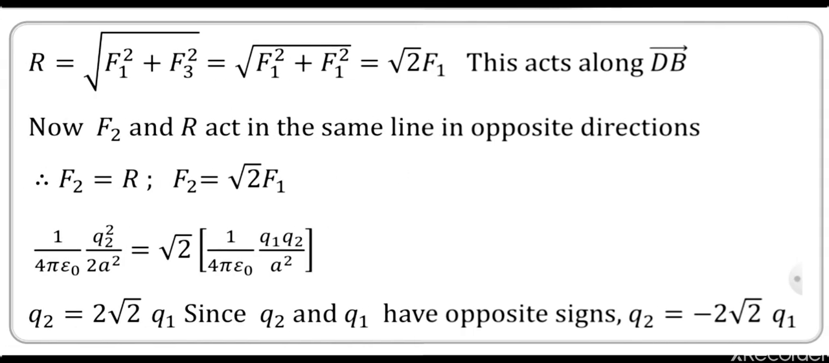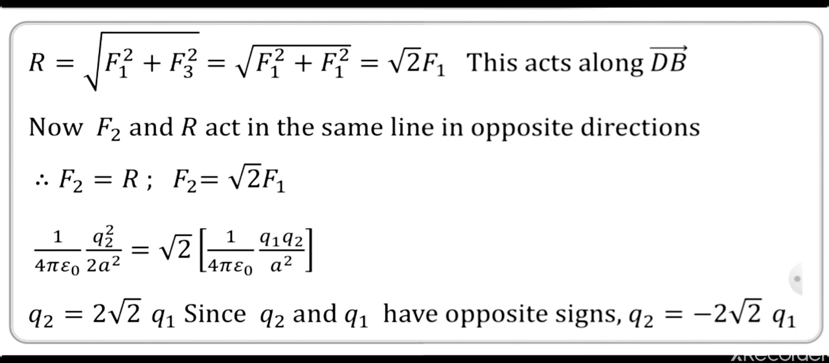Yeah, therefore F2 is equal to R. Why is F2 equal to R? Because the resultant force on them must be 0. Zero means both the forces in each direction should be equal, right? Yeah, the resultant R is equal to root 2 times F1.